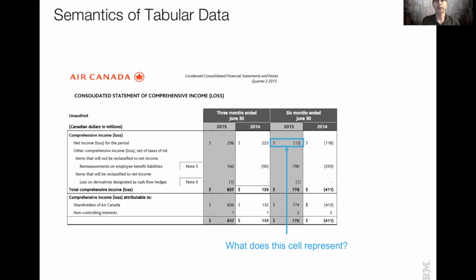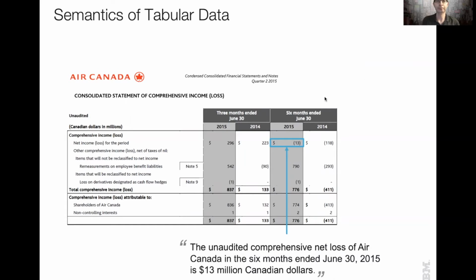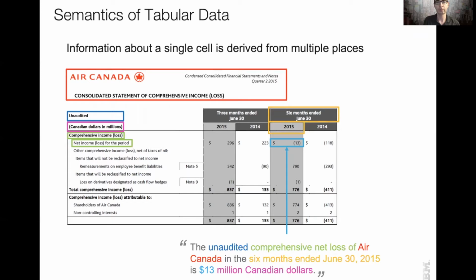Now let's look at one particular interpretation of this cell. This says that 13 is the unaudited comprehensive net loss of Air Canada in the 6 months ended June 30th of 2015. And it is actually not 13, it's 13 million Canadian dollars. Let's now try to reverse engineer how we came up with this explanation. It should be obvious that in order to come up with this explanation, we brought together semantic information about the cells from different places. Let's use color coding to make it more obvious.